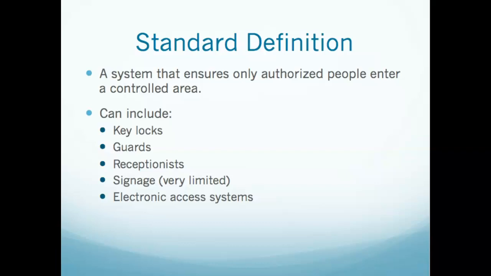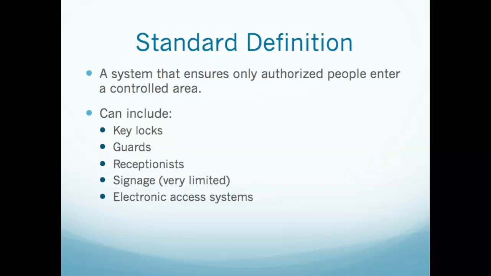But electronic access control systems are normally what we're talking about when we use the term access control now. Even though access control, again, could be gates and fences, you're using all those things to keep people out of a controlled area or making sure only those who are authorized enter. So it's really a screening point of any kind.